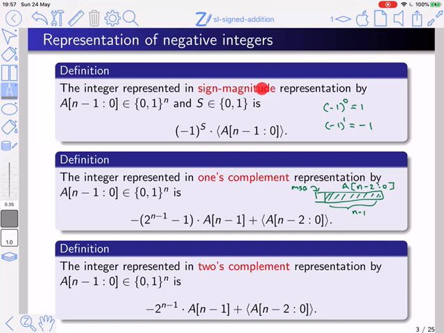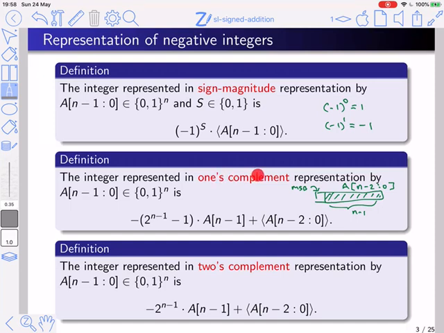In sign magnitude representation, the integer is represented by a binary string and the sign bit. Now recall that minus 1 to the power of 0 is 1 and minus 1 to the power of 1 is minus 1. So the number that is represented by the string A and the sign bit S is defined by minus 1 to the power of S times the number represented by A in binary representation. So you can think of this portion as the absolute value of the number and this portion as the sign, which either equals 1 or minus 1, plus or minus.